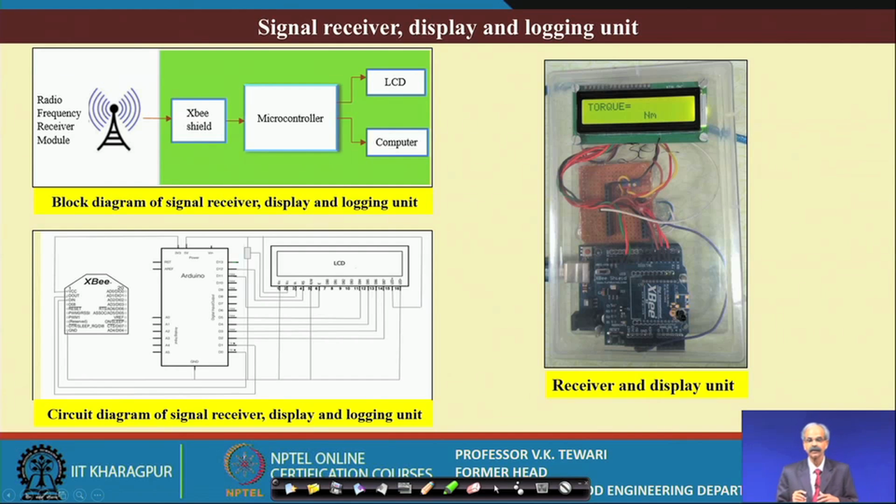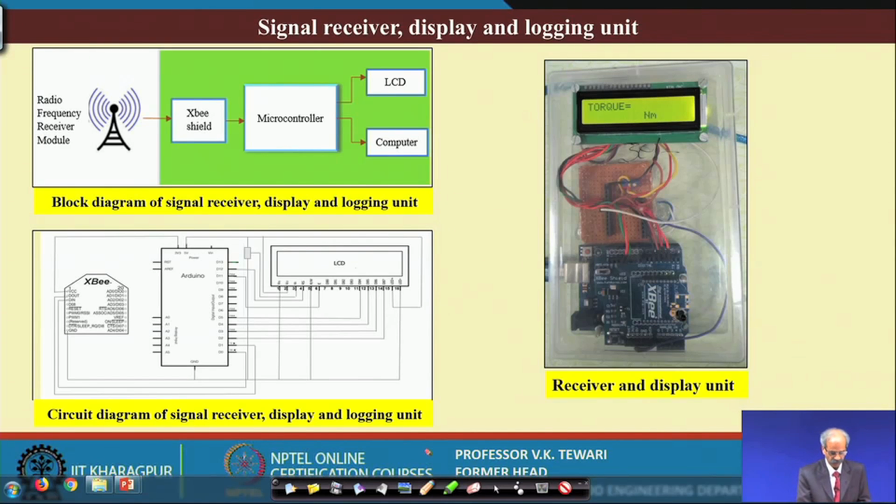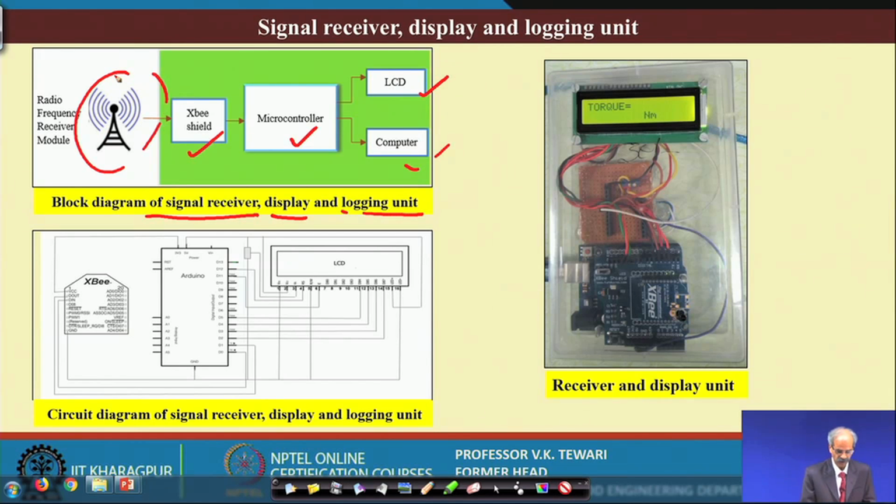Similar information you will get for the receiving and displaying and logging unit. As I told you in the other case, here is the block diagram of the signal receiving and display and logging unit. You have the XBee shield, the microcontroller, LCD and computer here, and this is the radio frequency receiver module, and this is the circuit diagram. Details are shown over here.